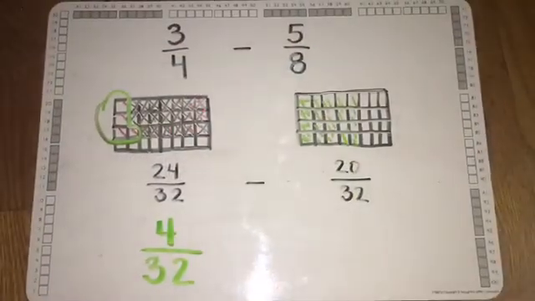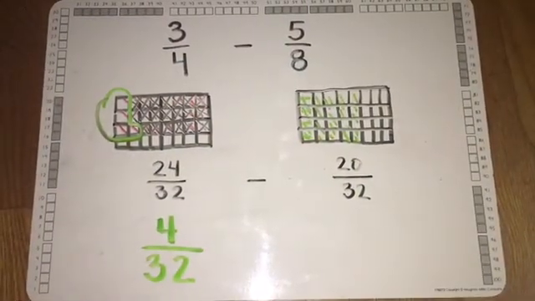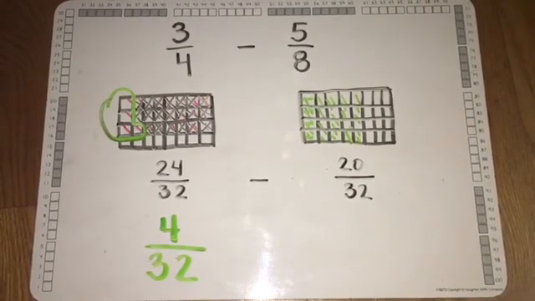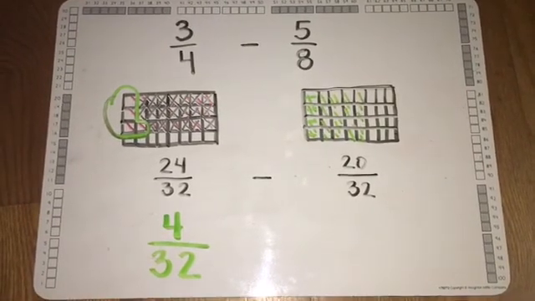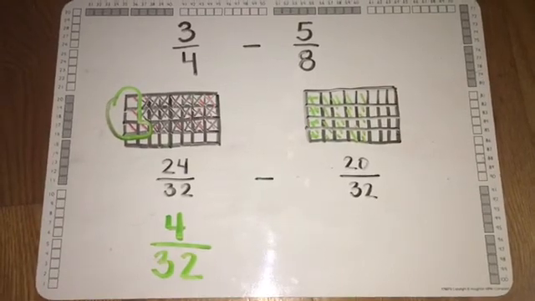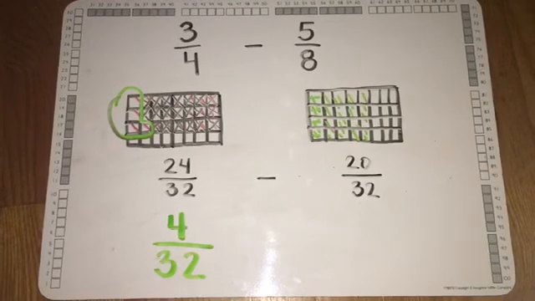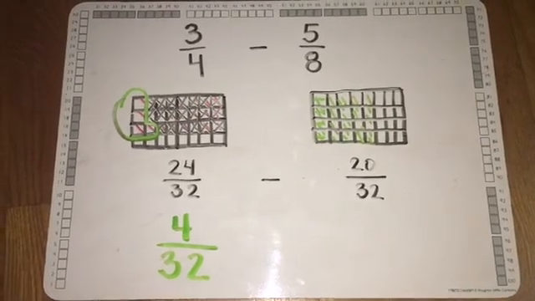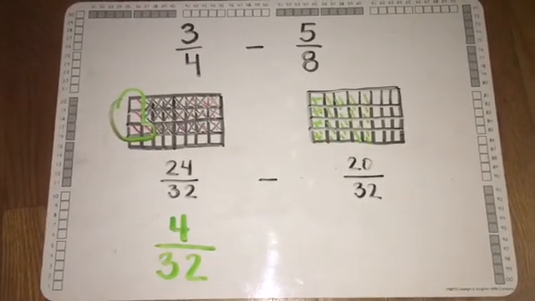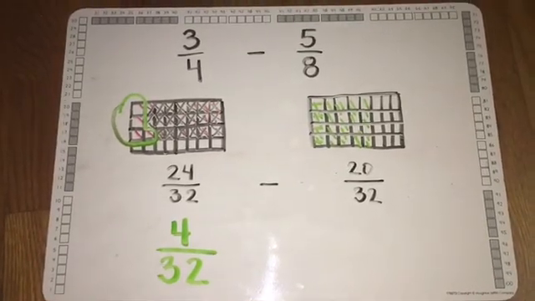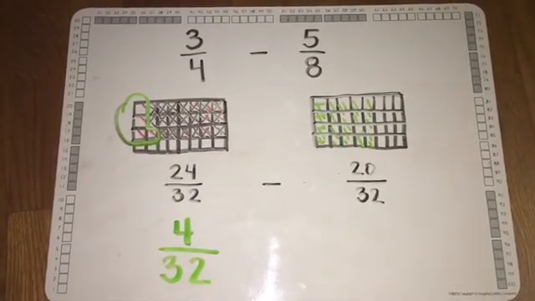In my new equivalent problem, 24 thirty-seconds minus 20 thirty-seconds, I am able to cross out 20 out of my 24 and show that I have 4 thirty-seconds left in my whole. Some students will recognize that this is equivalent to 1/8, but that is not an expectation of this standard.